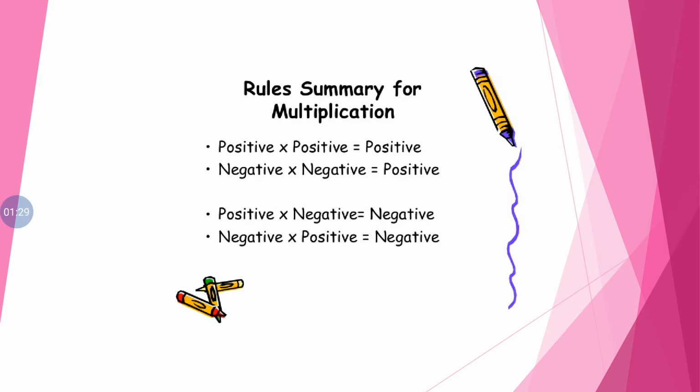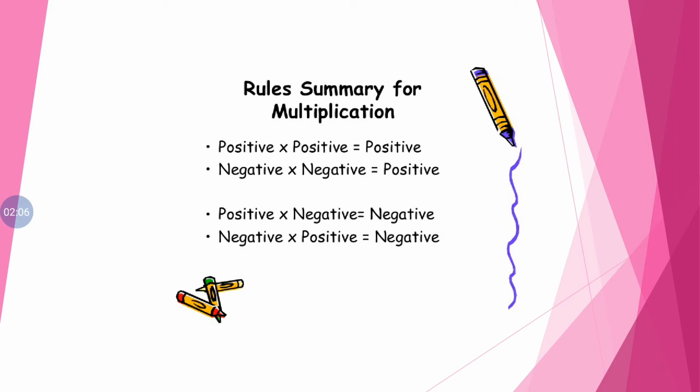Rule summary for multiplication. Positive into positive equal to positive. Negative into negative equal to positive. The product of the same sign is positive. The product of two negative integers, we get a positive value. So plus into plus equal to plus. Minus into minus equal to plus.